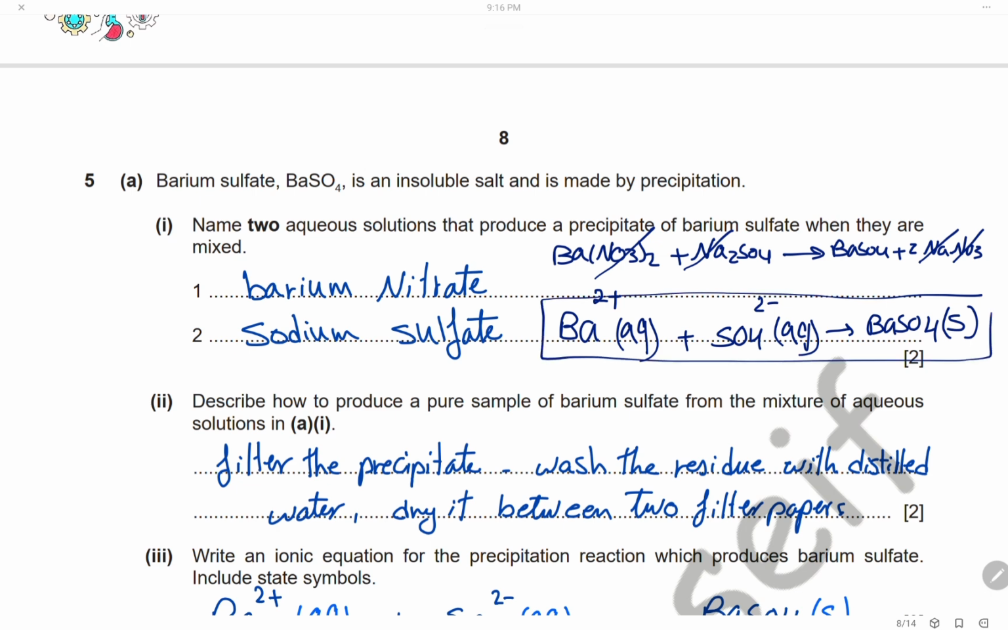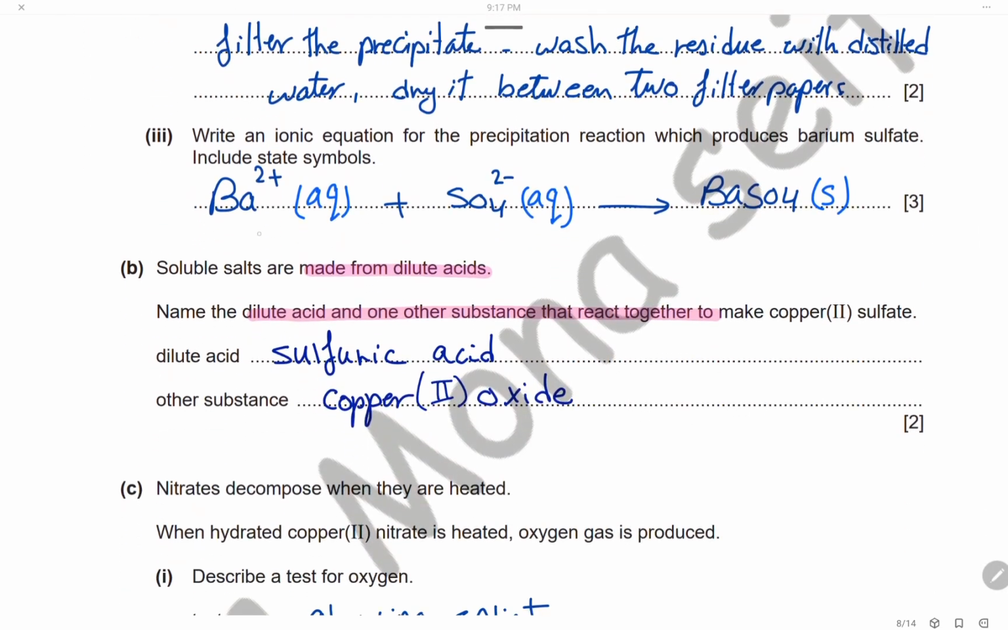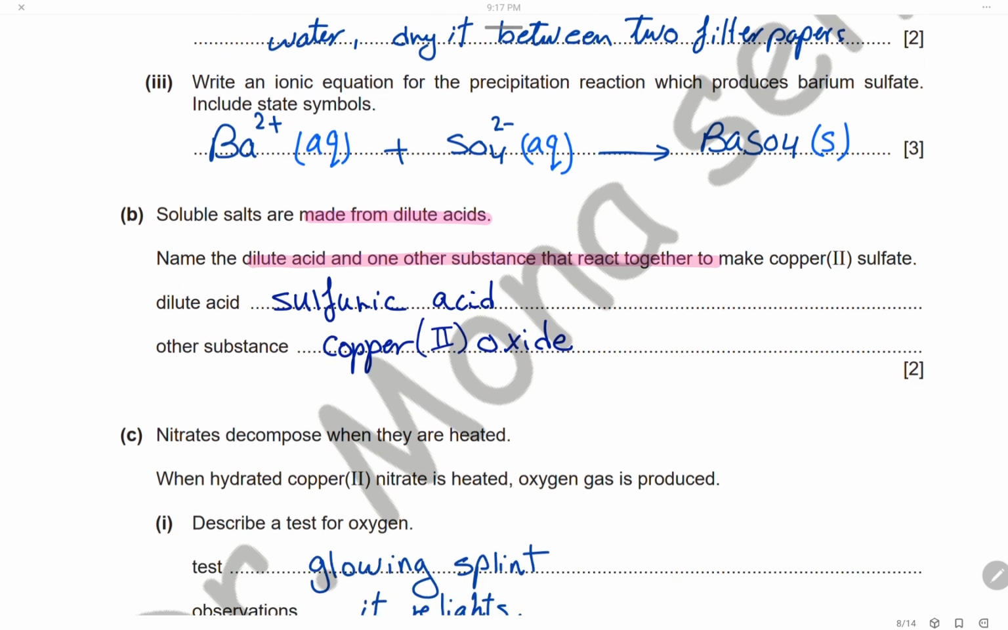Here is the ionic equation for the precipitation reaction for formation of the salt barium sulfate. It is already written here, barium ions plus sulfate ions to form barium sulfate.